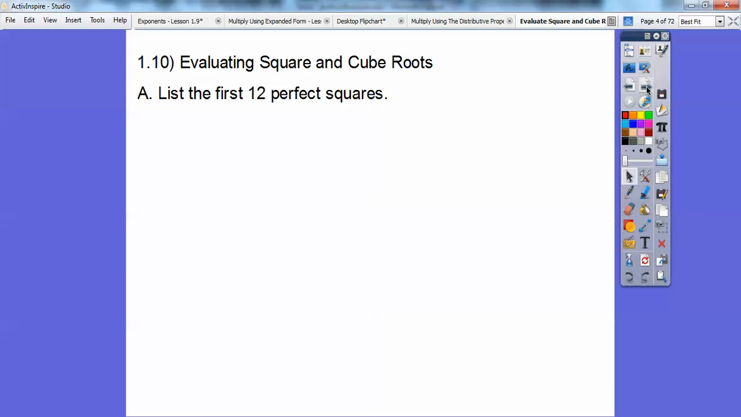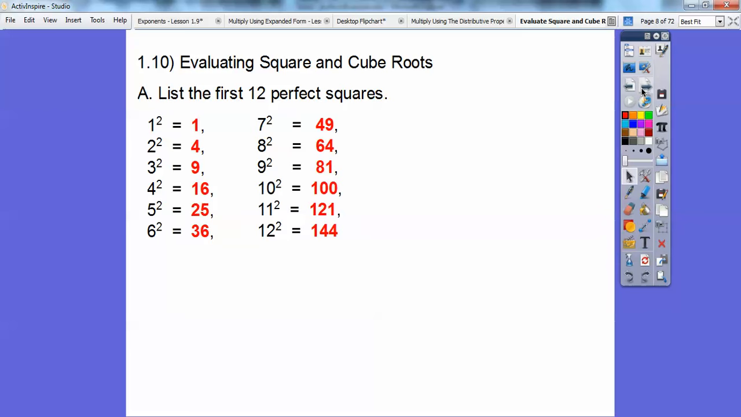First of all, let's list the first 12 perfect squares. This 1 is a perfect square because it's equal to 1 squared. What's 2 squared? 2 squared equals 4, so 4 is a perfect square. 3 squared, 3 times 3, would be 9. You guys get the picture? Then 4 squared, 5 squared, 6 squared: 16, 25, 36. 7 squared is 49.